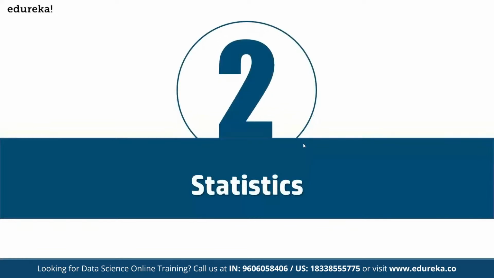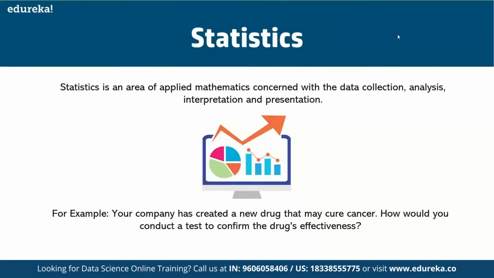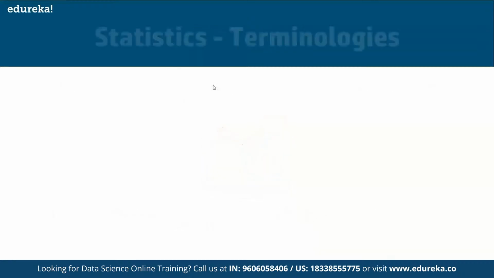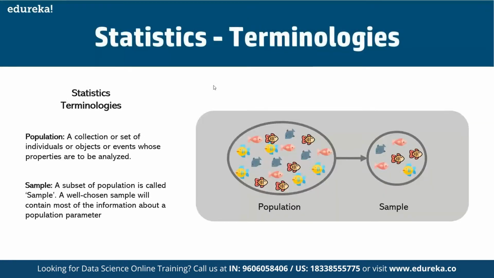Okay guys, now that I've given you a brief introduction to probability, let's move on to statistics. So what is statistics? This is an area of applied mathematics concerned with data collection, analysis, interpretation, and presentation. Statistics is really important in terms of machine learning and data science, right? So how are you going to check? Because we need statistics, let me explain that.